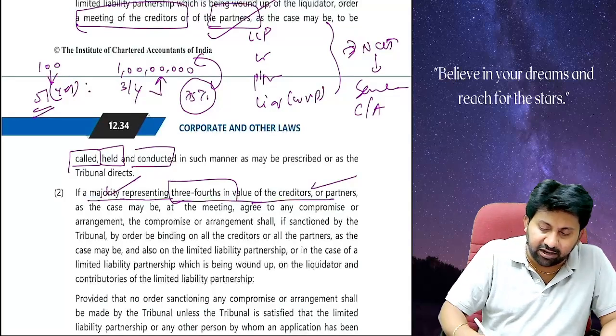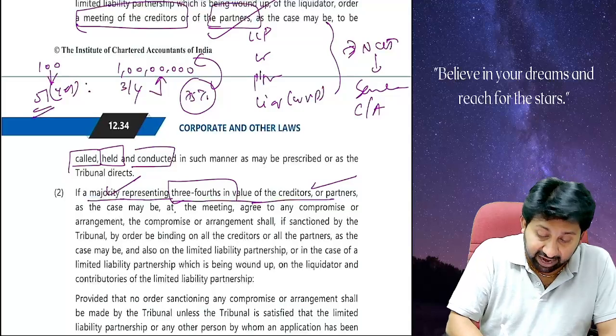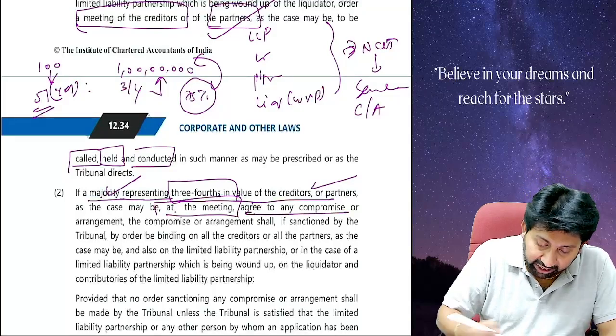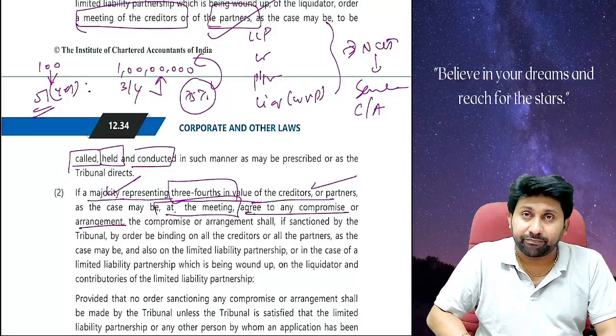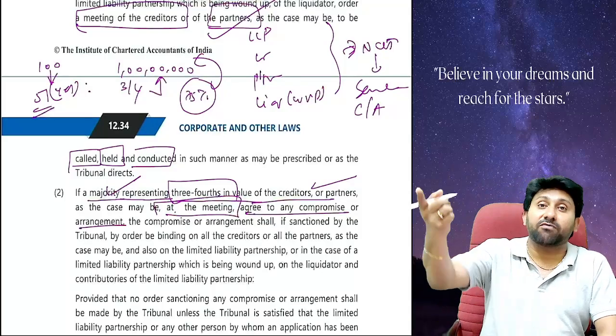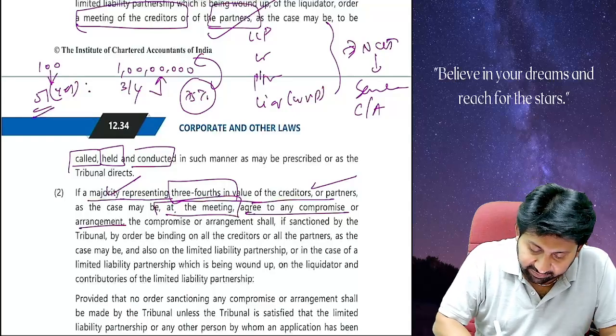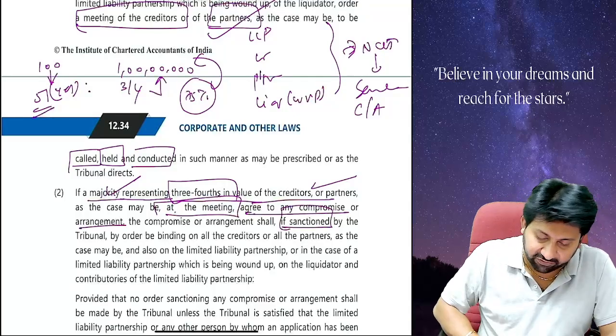Majority representing 3/4 in the value of creditors should say yes at the meeting. They should agree to the compromise or arrangement. And you send the results of that agreed resolution to the tribunal. If the tribunal is satisfied, then it will sanction.